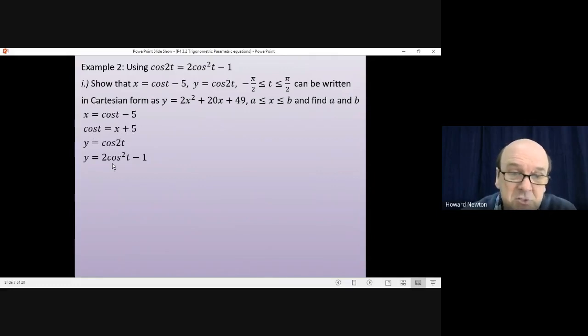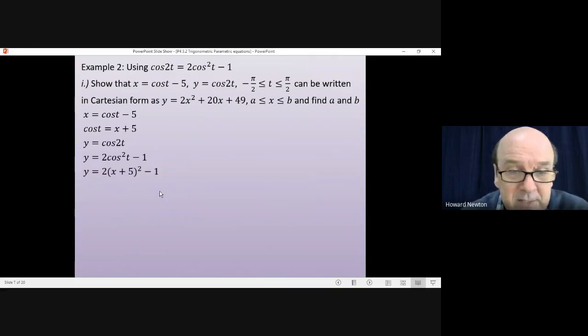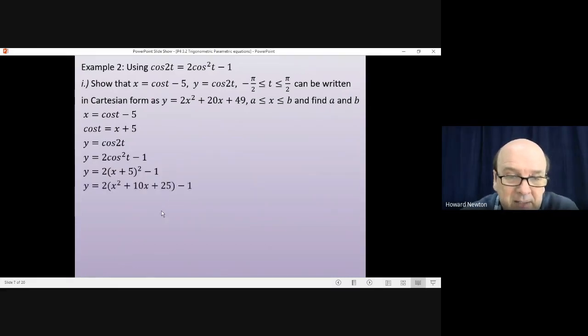So we can substitute that in there, and that will give us y equals 2 into (x plus 5) squared, take away 2. Then all we've got to do is multiply out the brackets and collect up terms. And if we do that, eventually we get to where we were hoping to get to. y equals 2x squared plus 20x plus 49 is the Cartesian form of this parametric equation.